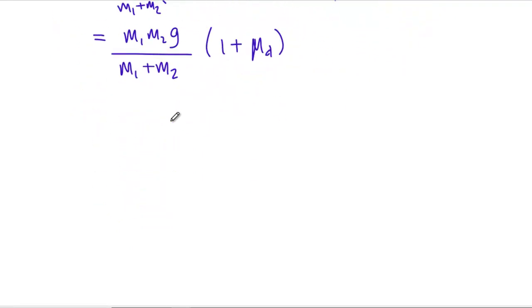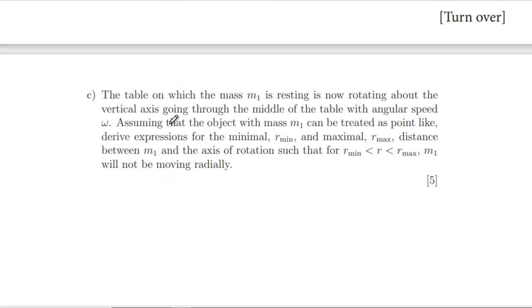So that's good. What are we doing now? The table on which M1 is resting is, oh god, right, it's now rotating about a vertical axis going through the middle of the table with angular speed omega. Assuming that the object with mass M1 can be treated as point-like, derive expressions for minimum R and maximum R so they don't move radially.